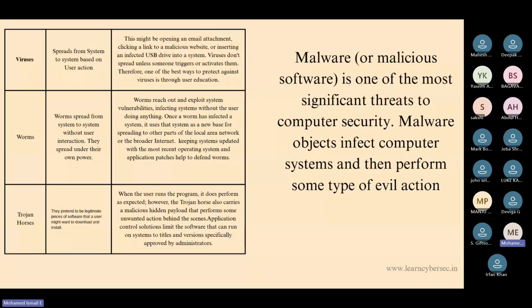Worms reach out and exploit system vulnerabilities, infecting systems without the user doing anything. Once a worm infects a system, it uses that system as a new base for spreading to other parts of the local area network and the broader internet. You could think of worms like COVID-19, because if it infects someone, and someone goes near, it catches the other person, right? Similarly, a worm infects one system, uses that system as a base and spreads to the other connected systems. Next, Trojan horse.